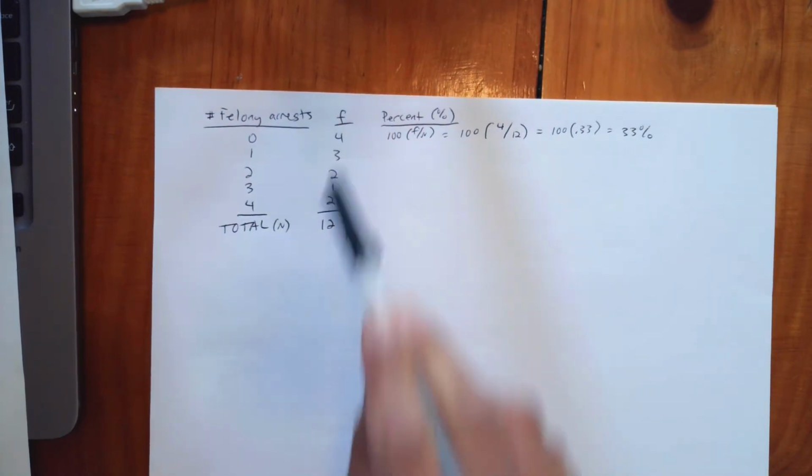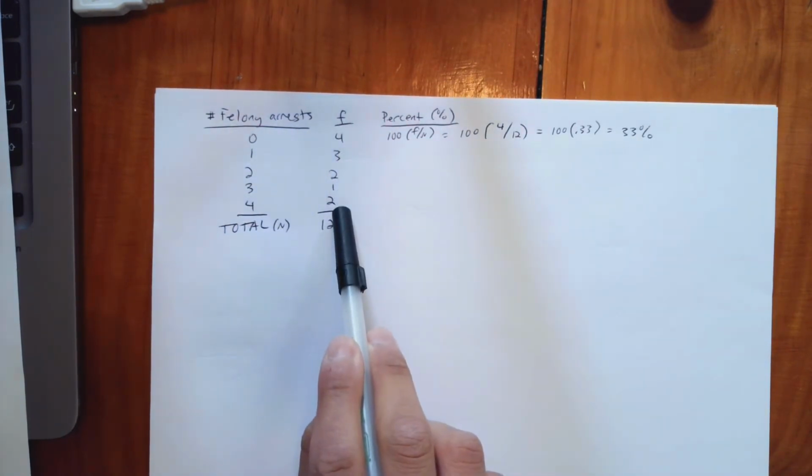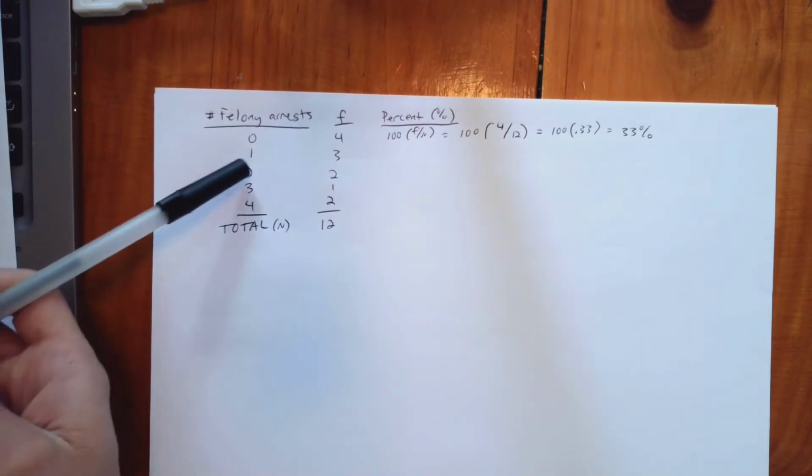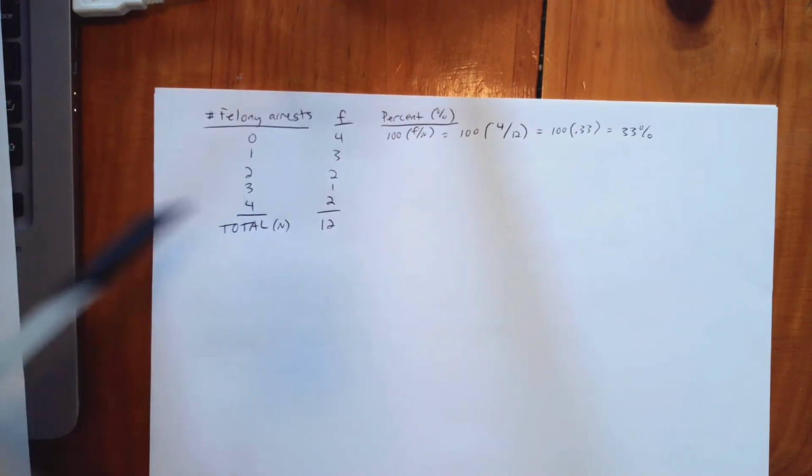And now we can do this for all these other numbers as well. So we can find out what percentage of people had 1 arrest, what percentage of people had 2 arrests, what percentage of people had 3 arrests, and what percentage of people had 4 arrests.